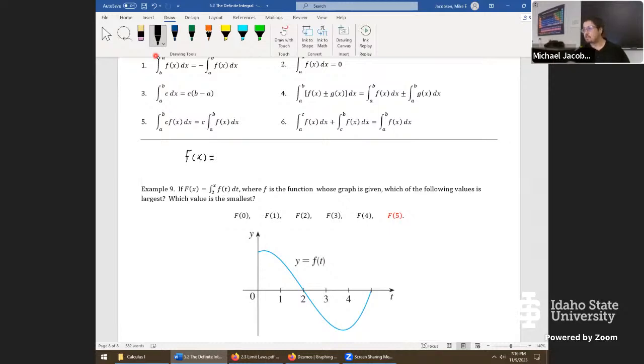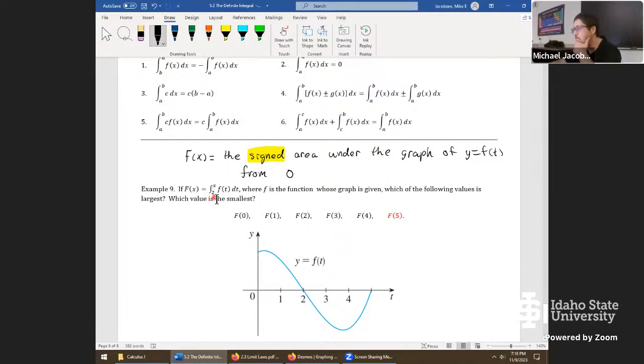So F of x is the signed area under the graph of y equals f of t from 0. So we're always going to start right at 0. That's what's in. Oh, no, hang on. It's from 2 to x.